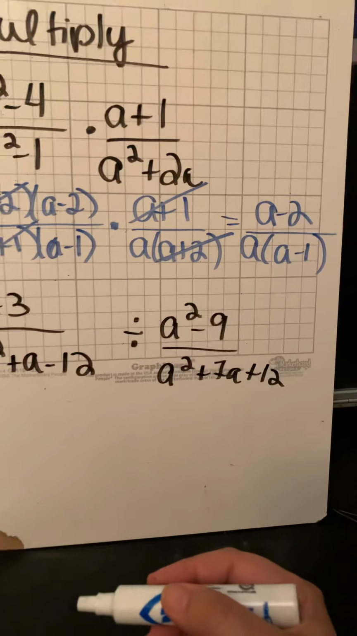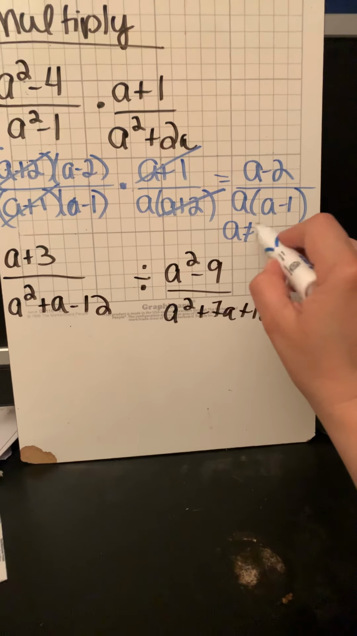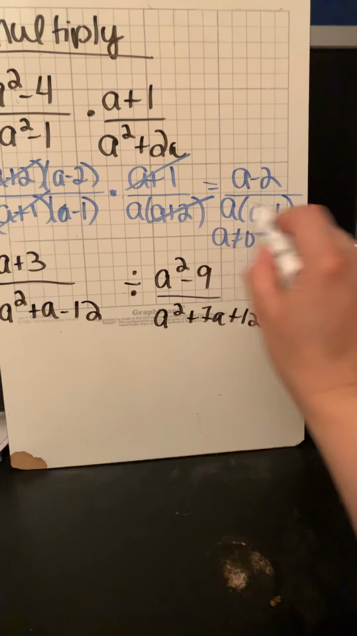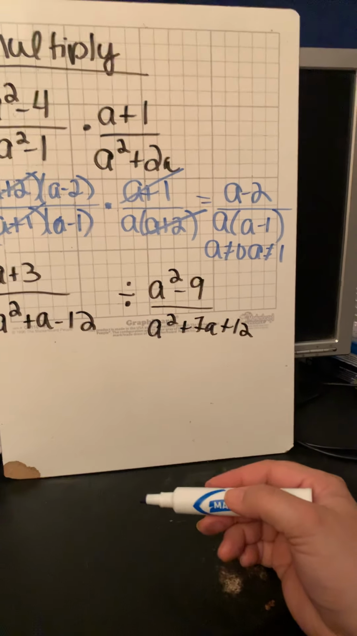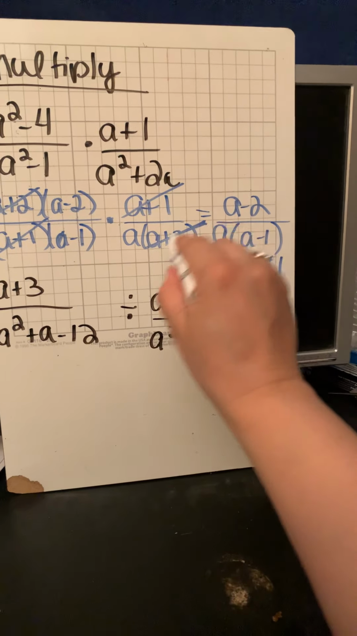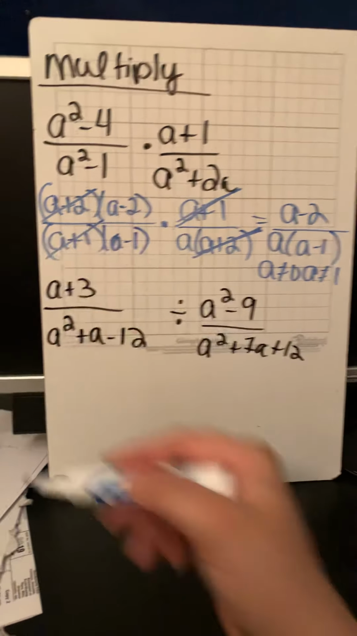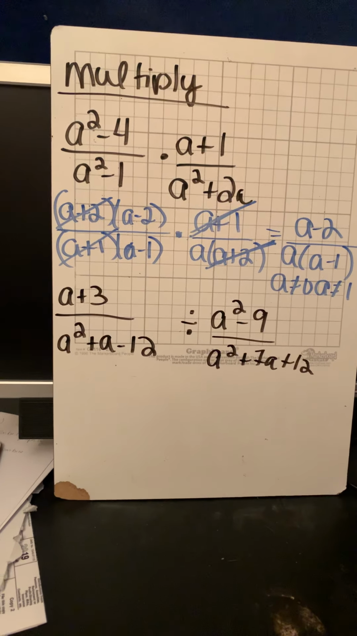So stating my restrictions. A can't be 0. That can't equal 0, or it makes that whole thing 0. And a cannot equal a positive 1. It's that simple. And like I said, they are kind of fun when you start canceling them out. It's actually kind of fun.